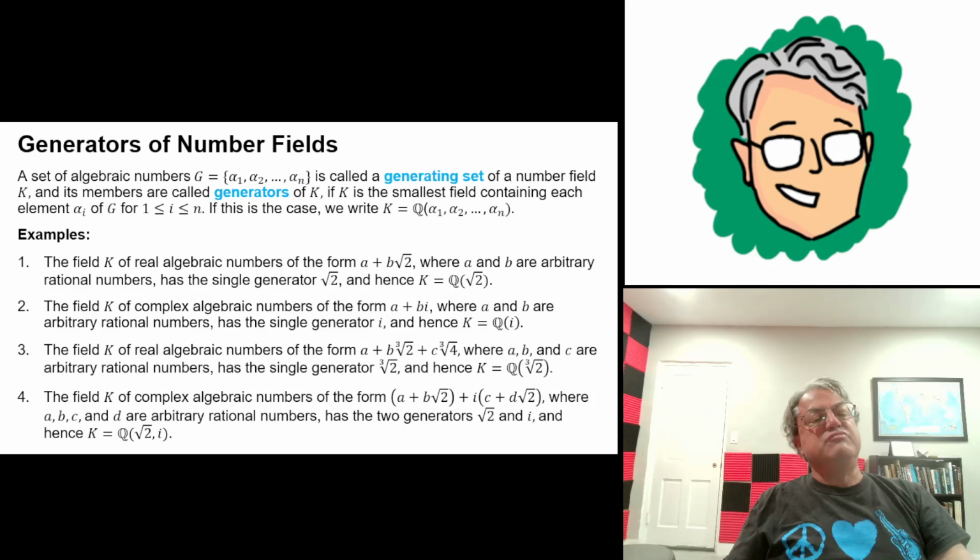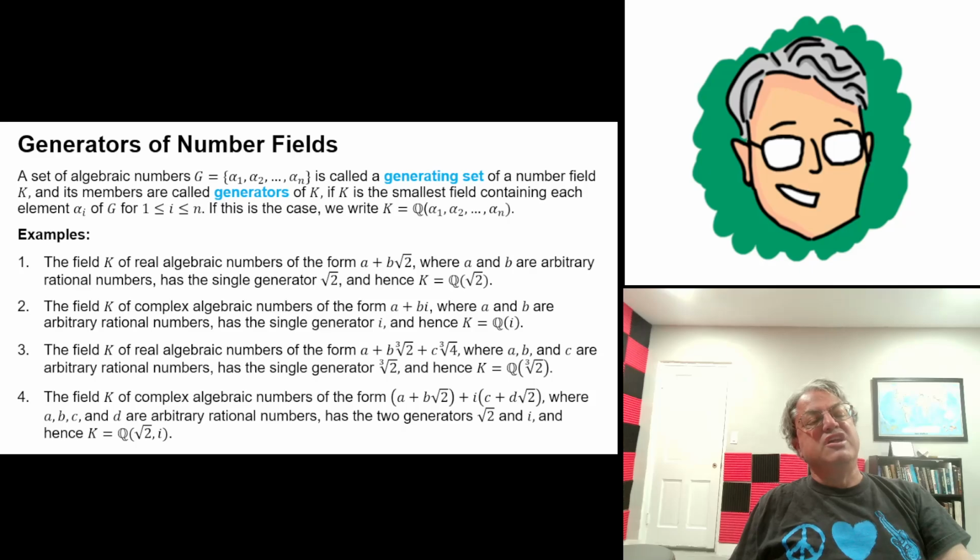So let me just give you some examples. These are really the same examples I went over before. So the first non-trivial example that I gave you before was the field of algebraic numbers of the form a plus b times the square root of 2, where a and b are rational numbers. And we can write that as Q adjoin square root of 2, like I said. And the reason we write it that way is because the square root of 2 generates this number field. And similarly, the number field of algebraic numbers of the form a plus bi, where once again a and b are rational, we can write as Q adjoin i.